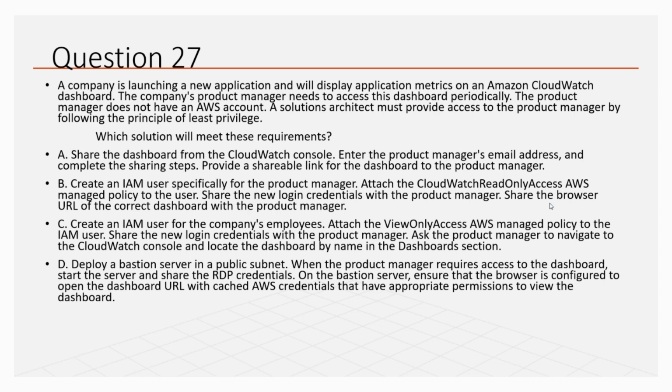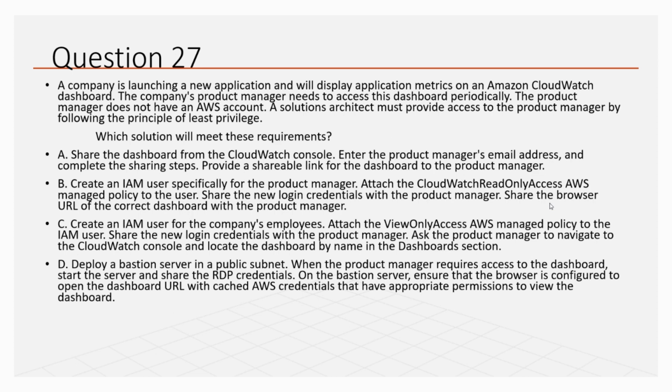Option B, create an IAM user specifically for the product manager. Attach the CloudWatchReadOnlyAccess AWS managed policy to the user. Share the new login credentials with the product manager. Share the browser URL of the correct dashboard with the product manager. Option C is create an IAM user for the company's employees. Attach the ViewOnlyAccess AWS managed policy to the IAM user. Share the new login credentials with the product manager. Ask the product manager to navigate to the CloudWatch console and locate the dashboard by name in the dashboard section.